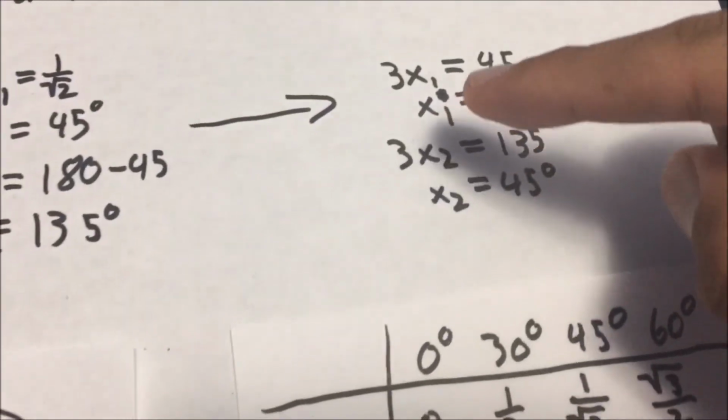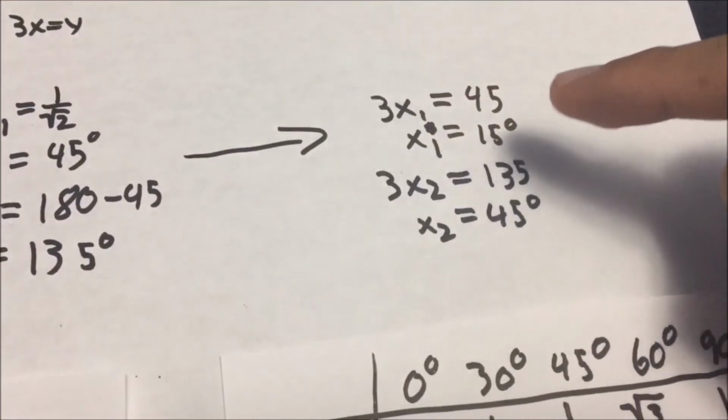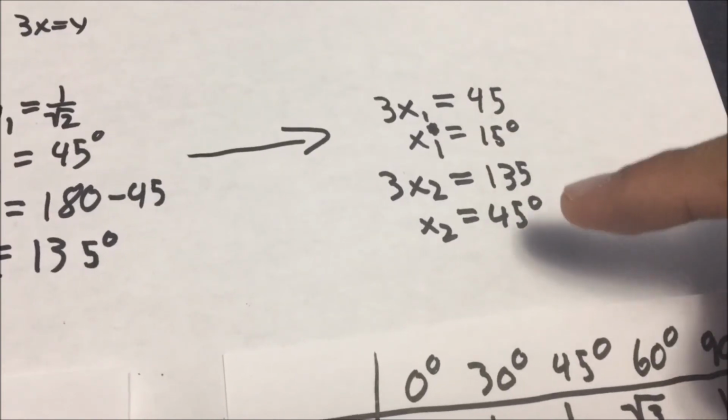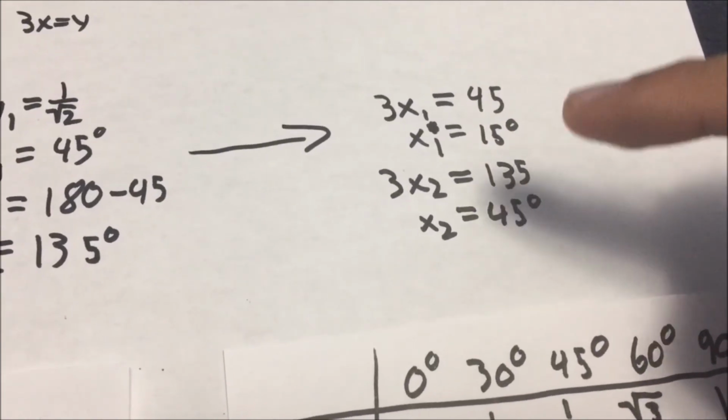After this, we have to expand y back into 3x. After we isolate for x in both situations, we are left with 45 and 15 degrees.